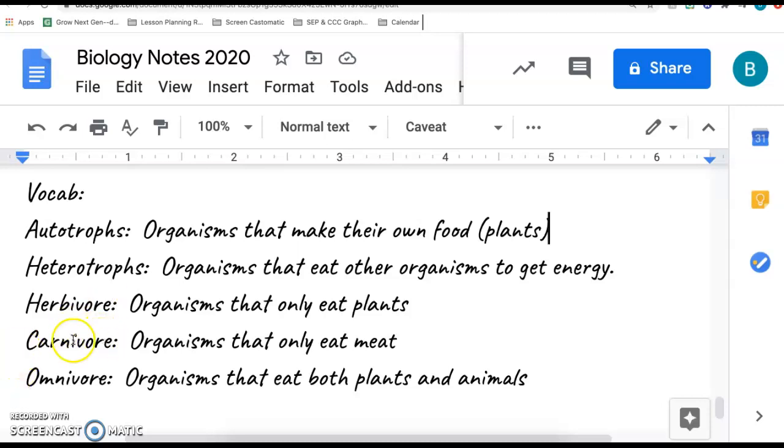Carnivores is our next word. Those are organisms that are only going to eat meat. Okay, things like lions, tigers, wolves, coyotes. Okay, so things that only eat meat.